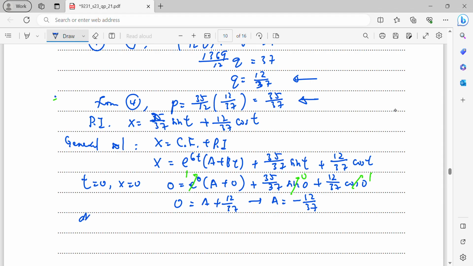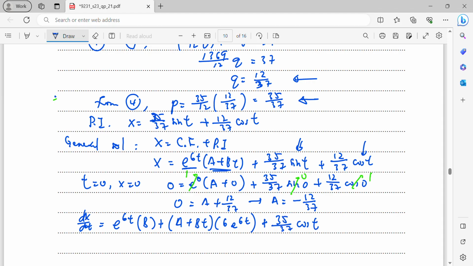Now differentiate the x. So dx/dt is going to be using the product rule, u dv/dx. Keep the e, differentiate a plus bt is b, plus keep the a plus bt, differentiate the exponential, you just rewrite and bring down the 6, so 6e to the 6t. Now differentiate the sine, it will be positive cos. Then differentiate cos is negative sine, I'll get negative 12 over 37 sine t.